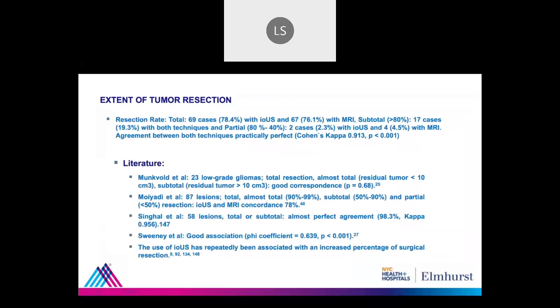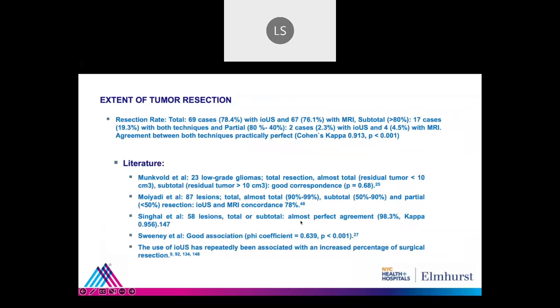And this is again some literature about it. For low-grade gliomas, this study said there's a good correspondence between both techniques, the intraoperative ultrasound and the MRI, comparing pre-op with post-op MRI. In this group, 87 lesions. This is the biggest group in the literature up to the study that we were running. It says that the concordance between both techniques is 78%.